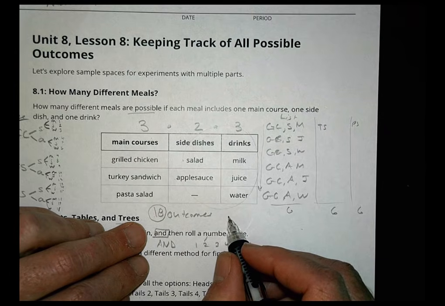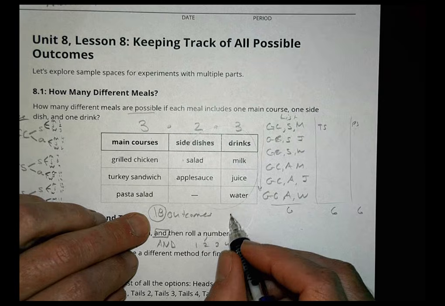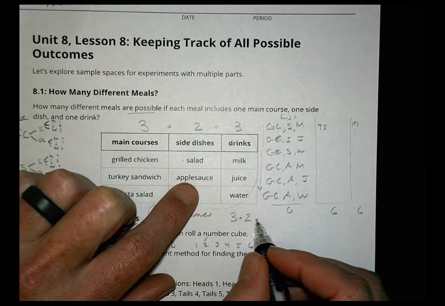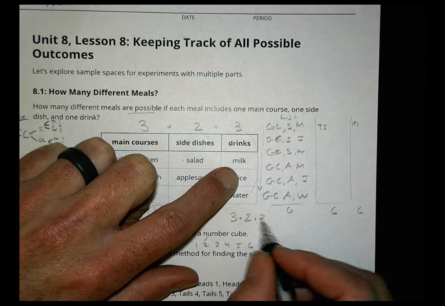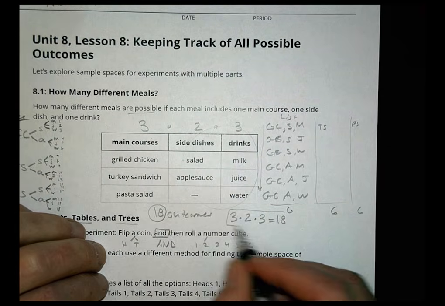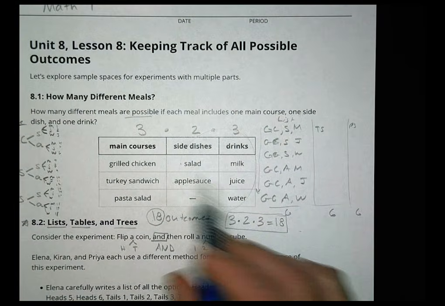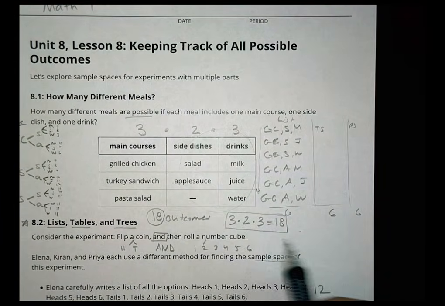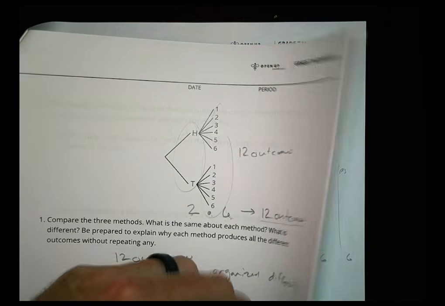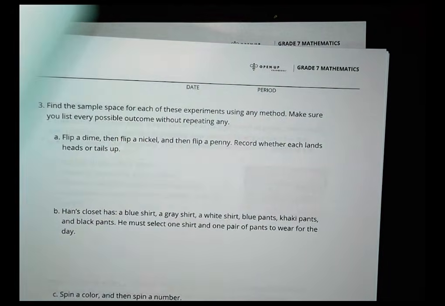So look at that. If you take the number of items you can choose from in one set, multiply it by the number in the second, and then multiply again if there's a third, that will always tell you the number of outcomes, or the number of combinations that are possible. So in this case, 3 times 2 times 3 was 18. In this case, 2 times 6 was 12. Let's keep that in mind as we move forward into the next activity.